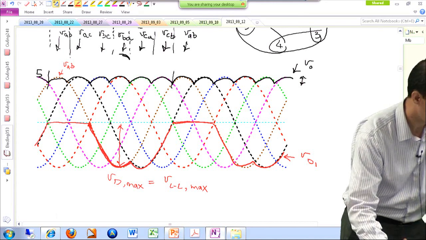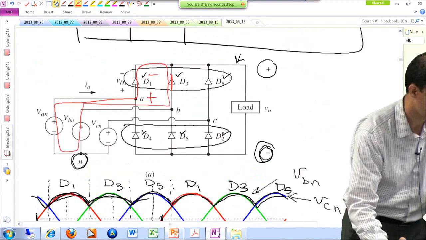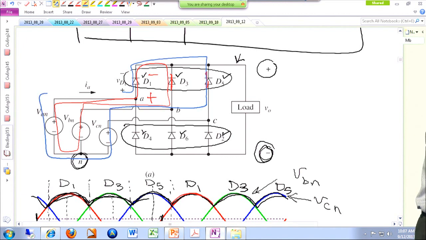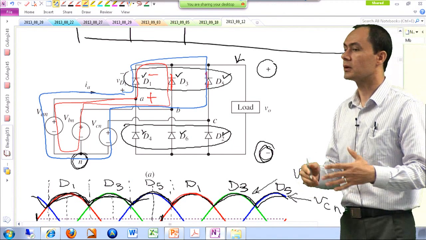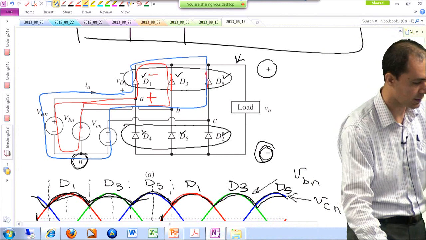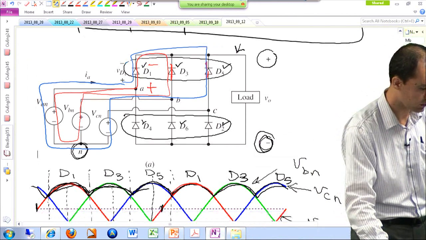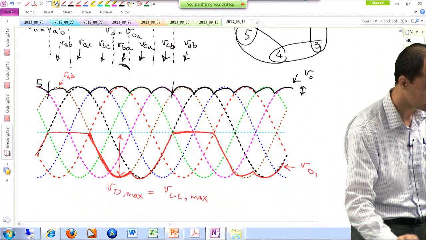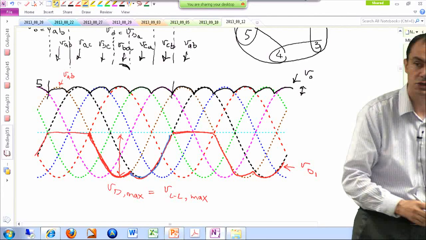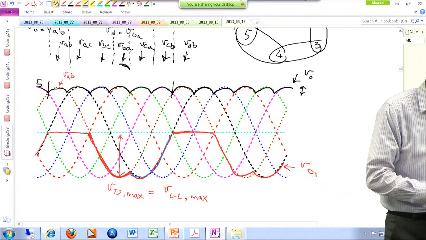And then beyond that, D5 is the one that is conducting, right? So if I erase all of this, if D5 is on, you have to basically look at this loop now. To find the voltage drop across D1, that would be V, for instance, AC or CN or something like that, and that would be given here basically. This portion of this curve over here. All right, so this is the voltage drop across the diodes.